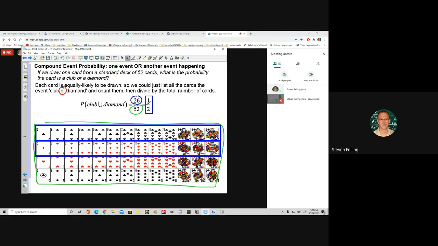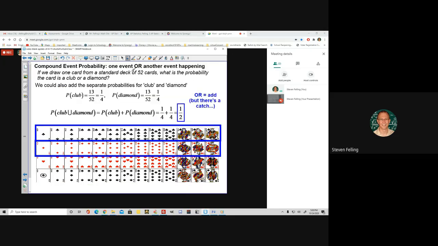I want to introduce a symbol here, and it's this U. Okay, that U stands for union. And this is our official set way to show or. So in this class, whenever I refer to or, I'm going to use this U symbol. So start getting used to that symbol meaning or. So this is finding the probability of getting a single card to be a club or a diamond. And it's half, because that's half the deck.